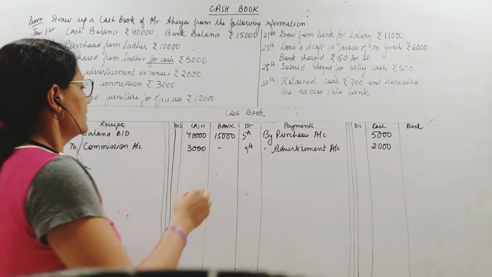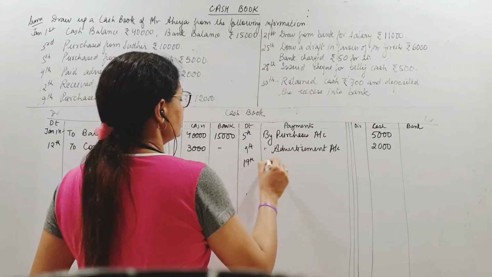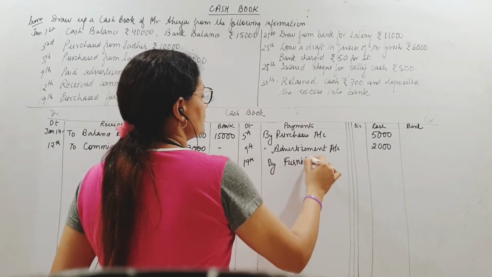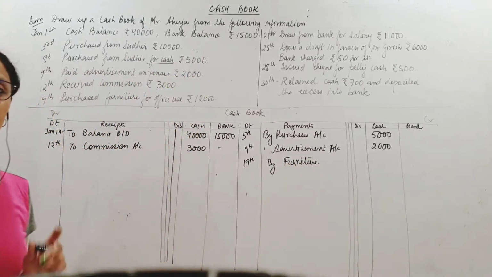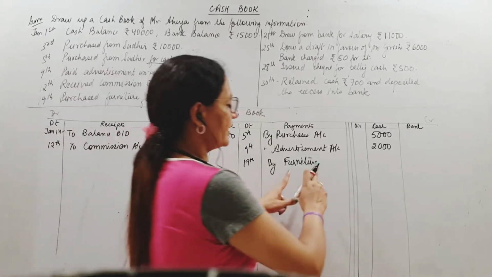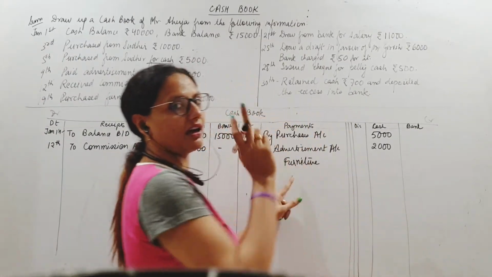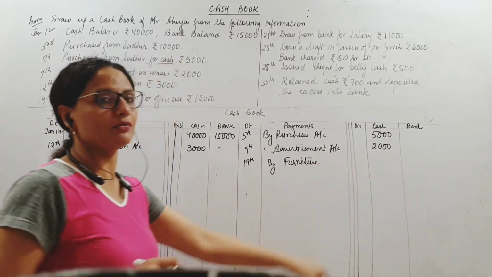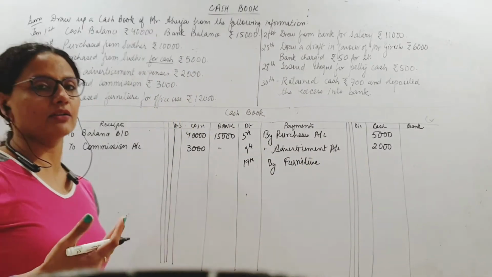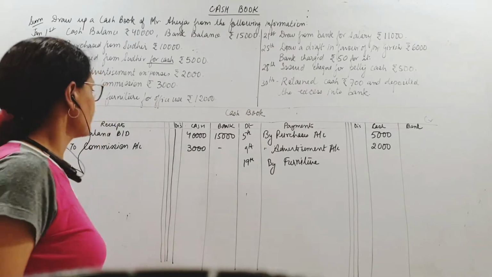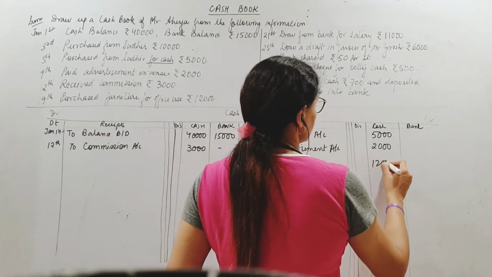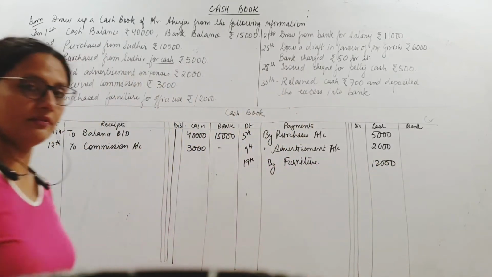Okay. So 19th, by furniture. Do not write purchases account. Remember, you get marks only when this and the amount are correct. If you write this account wrong, even if the amount is correct in the right cash or bank column, you will not get marks for that. Alright? So here I am purchasing furniture worth 12,000. 12,000 gone from my cash account.